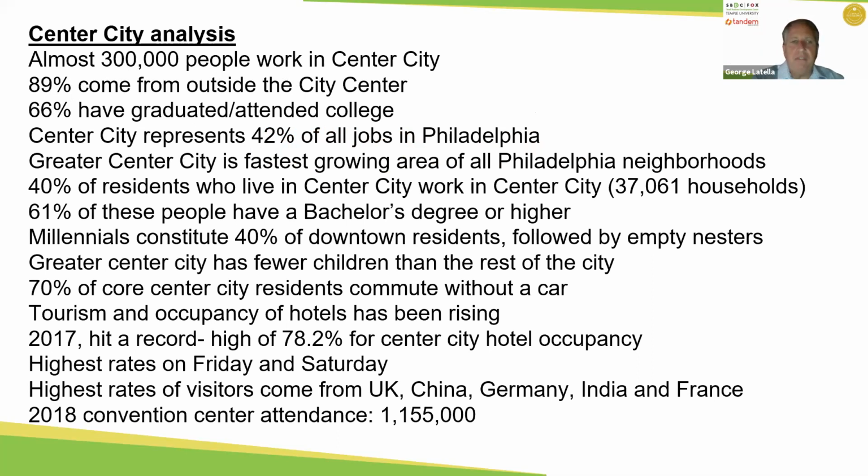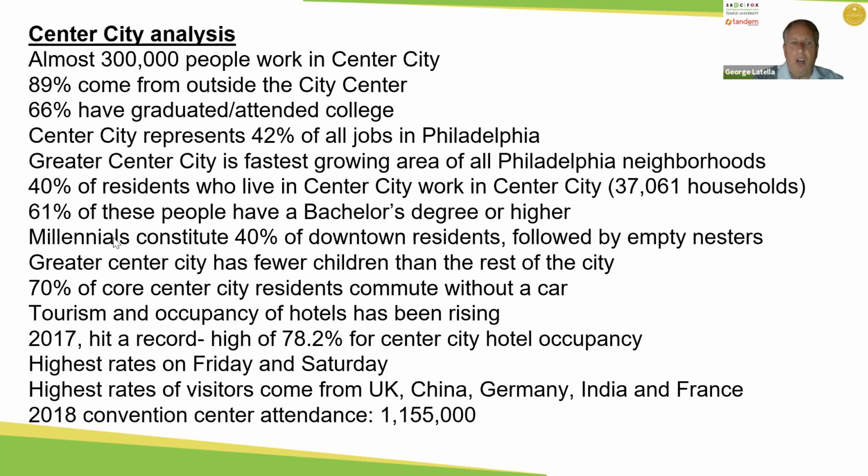Greater Center City is the fastest growing neighborhood. So even though a lot of people don't live there, it was growing faster than other neighborhoods. And again, 40% of the people who live there work there. Okay, so that's not the same as this. That's a little different measurement. So 37,000 households. 61% of people have a college degree.